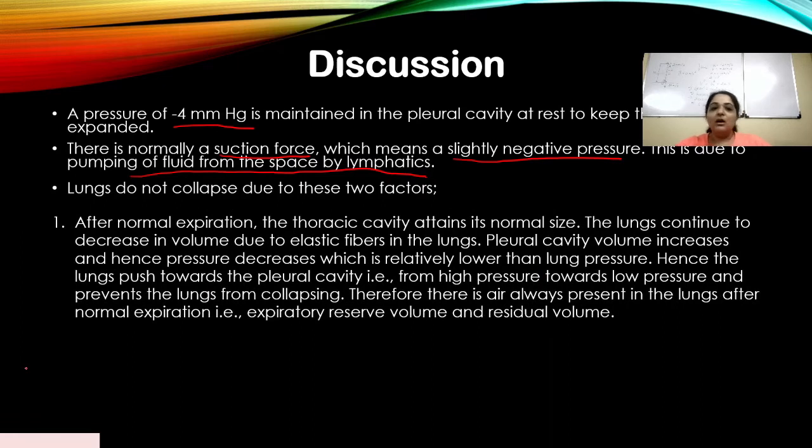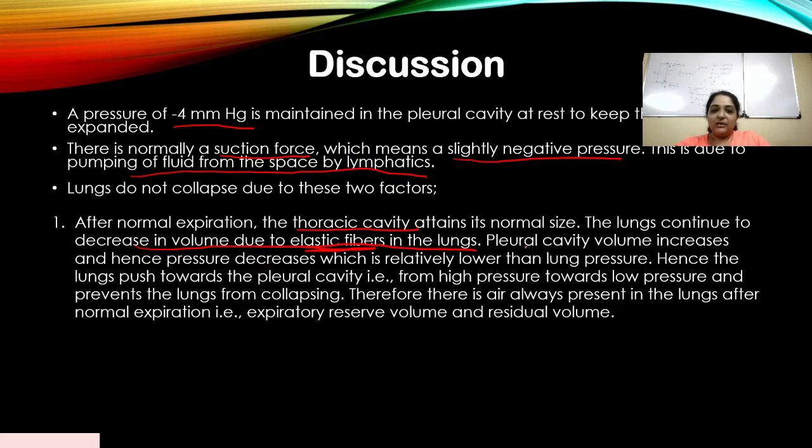First one, after normal expiration, the thoracic cavity attains its normal size. Right after normal expiration, air is moved out, and the thoracic cavity is coming back to its normal size. The lungs continue to decrease in volume due to elastic fibers in the lungs. Now you need to understand the property of elasticity, and you can ask your physics teacher to explain what elastic recoil is. So the volume of the lungs is continuously decreasing even after the thoracic cavity has attained its normal size.